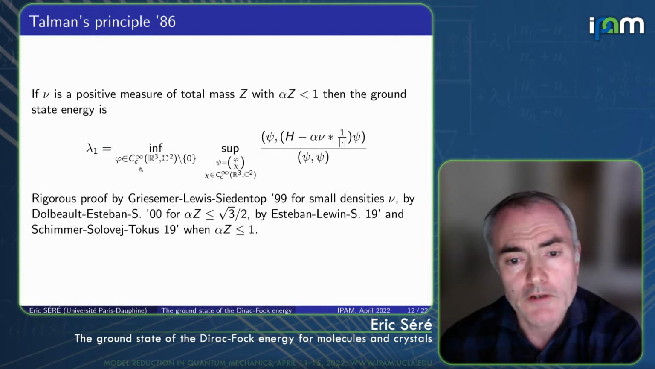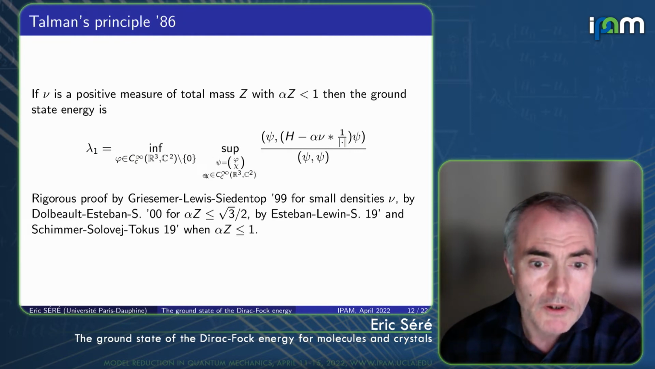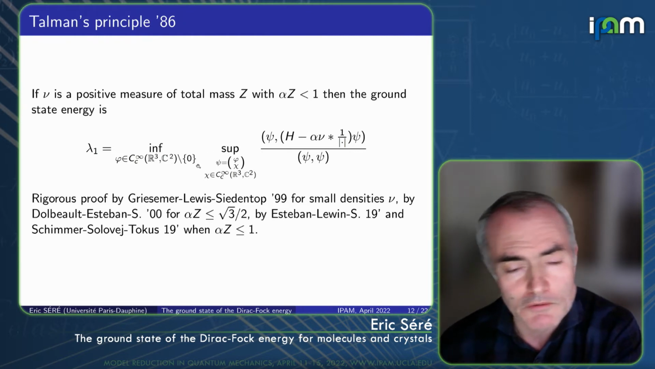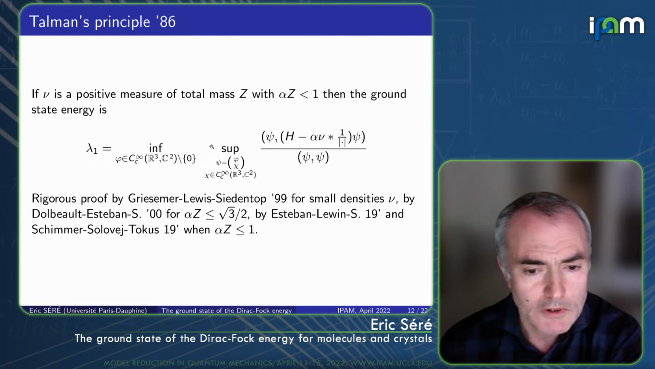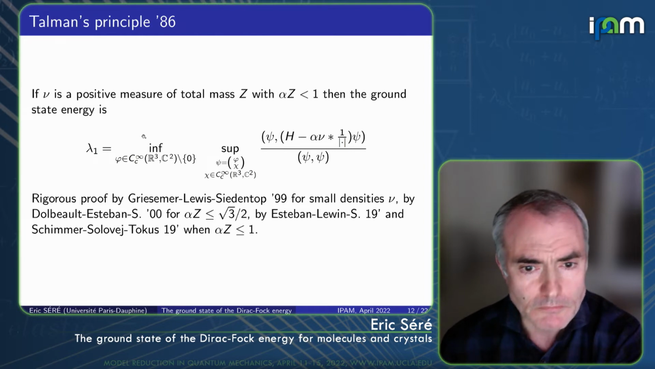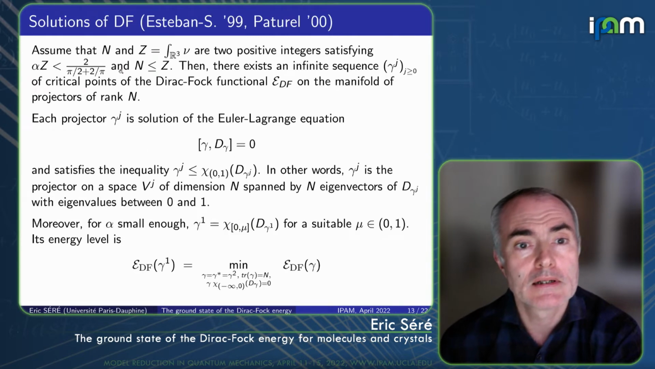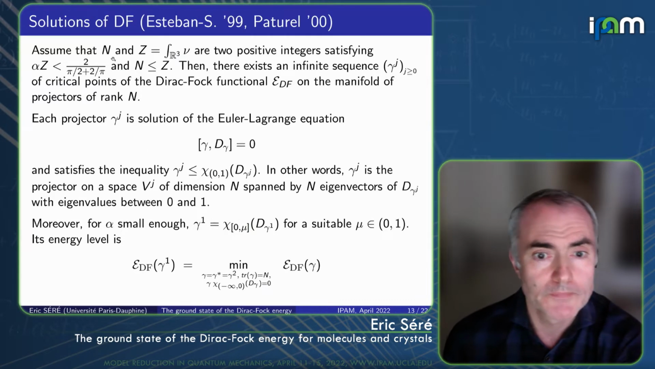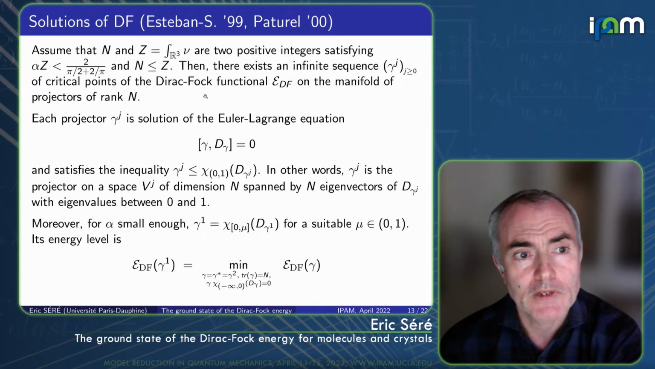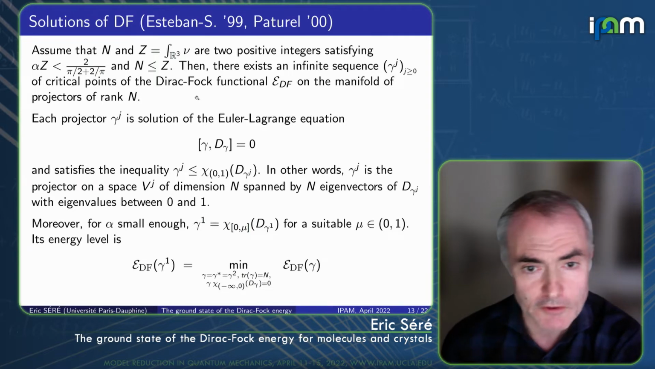Now, if you want to prove rigorously that it works at the level of functional analysis, you need to do some more work. And this was done in the last 20 years. Anyway, the problem we want to look at is not this one, it's the one with n larger than or equal to 2. And so you want to find critical points of the Dirac-Fock functional.